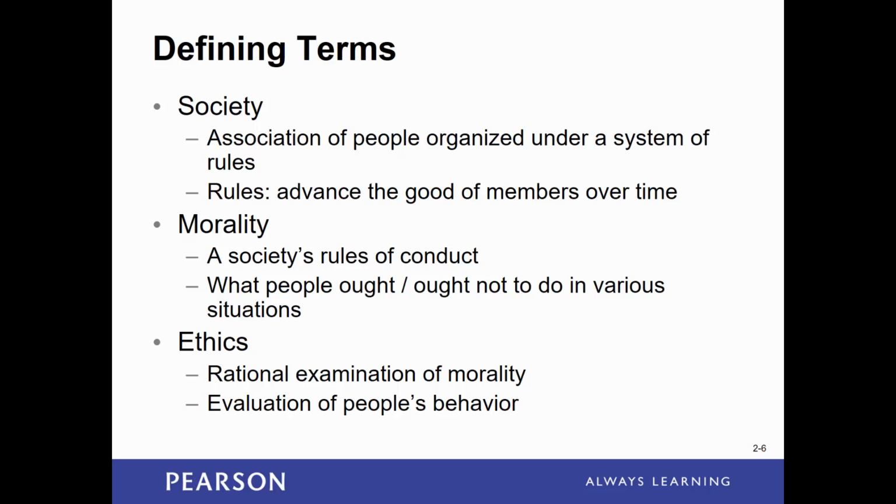Last thing here is ethics. We already mentioned that term once before. Here, we'll be a little bit more specific. Let's say that ethics for us is going to be the rational examination of morality, morality again being some moral system. And we're going to evaluate people's behavior, or their decision making, against this particular moral system to judge whether or not an action or decision is moral or not moral.